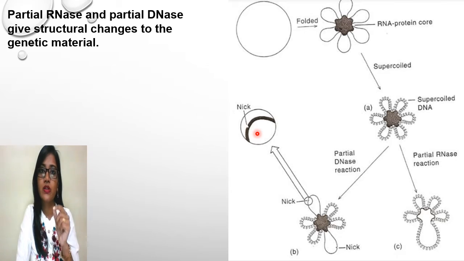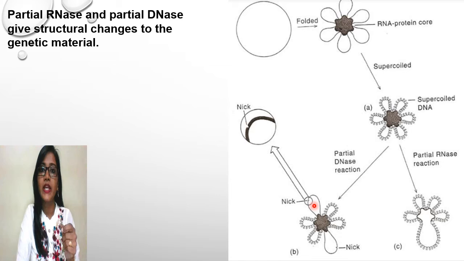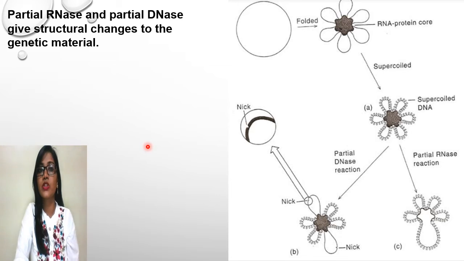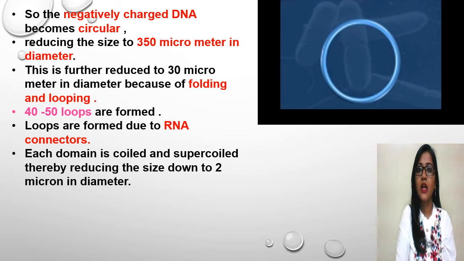Nick means a cut. When that cut occurs at some site of the DNA, the strain or stress gets relieved, and because of that, structural change forms in the structure. With the help of animation, we will try to understand how the circular chromosomal DNA gets changed, and how it gets supercoiled.